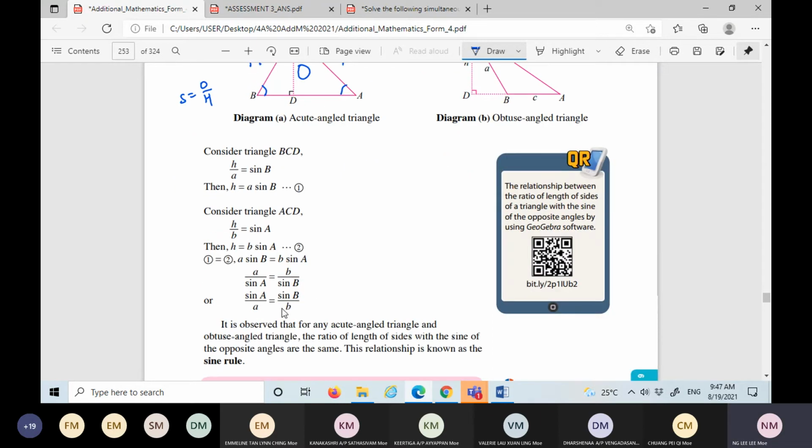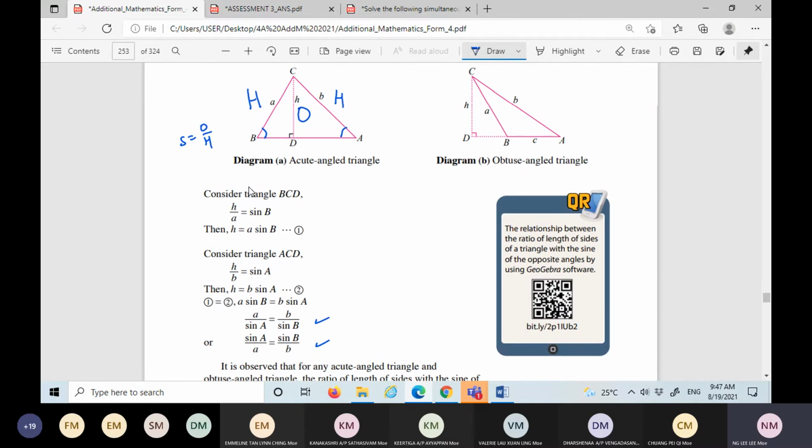Okay, this one also can mean that sine A over A is equal to sine B over B. Okay, this one also can, this one also can. And then if you do this for the obtuse angle triangle, the same thing, you will get the same. Therefore from here, you can make this conclusion.